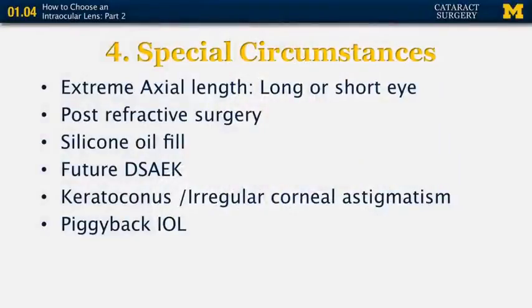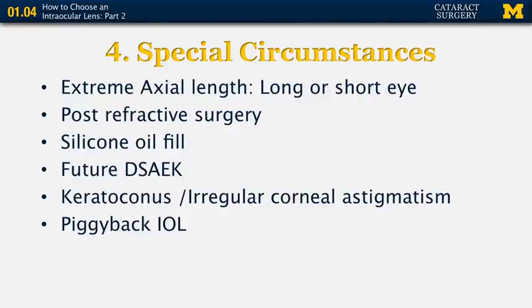Step number 4, special circumstances. One size does not fit all. Here we want to pay attention to the bigger picture and the context of what we're looking at. We've already gone through one case example, which is the length of the eye. Certain extremes of axial length can give you certain anticipated refractive post-op errors. For example, a long eye, we expect a hyperopic error. In a short eye, we expect a myopic error. And there we can make certain adjustments.